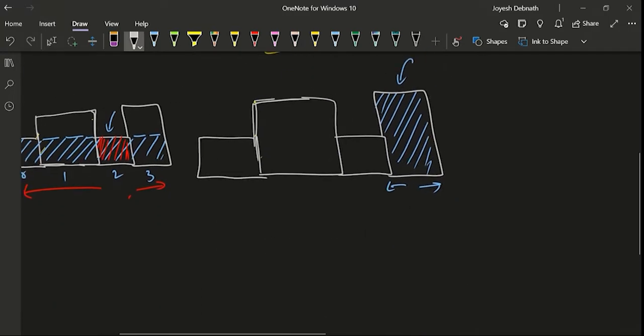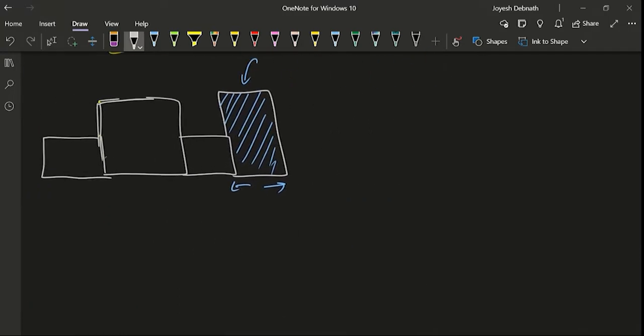If I consider this example, this particular highlighted block will contribute to this much area only, because to find out the area we have to take continuous blocks. As you can see, on the right side there are no other blocks, and on the left side it is not continuous because the next block is lesser in height, so this block cannot contribute to the previous blocks in any way.